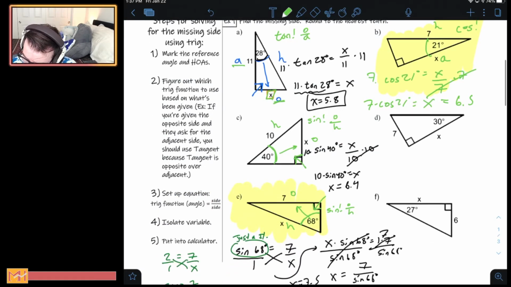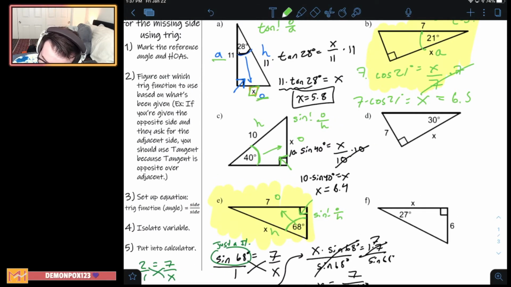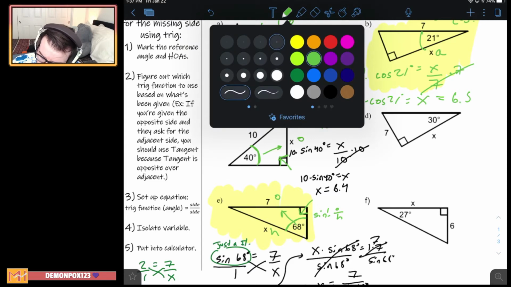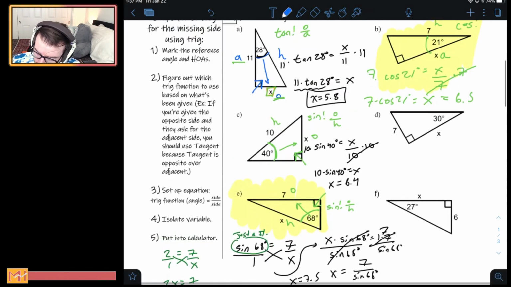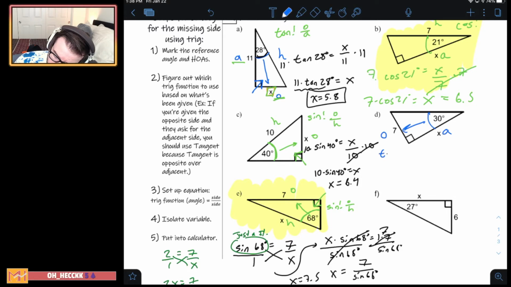Maybe we don't do all of them just for the sake of time. Let's do D. This is the opposite side. This is the adjacent side. So we're using tangent. Tangent of 30 degrees equals opposite over adjacent. And I wrote A, but I guess I meant X.